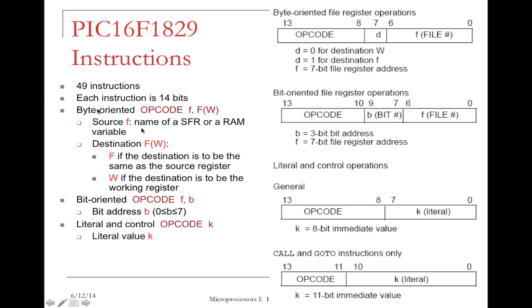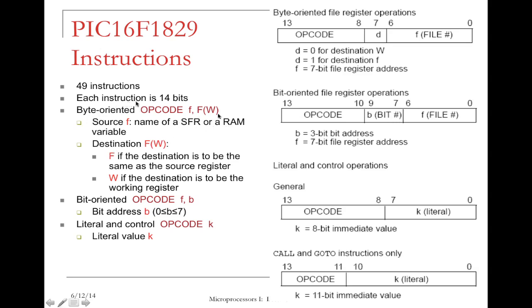F is the source operand. It's a name of an FSR or a RAM variable. So essentially, it's a name of a register or the address, the offset of a variable that is in the data RAM.